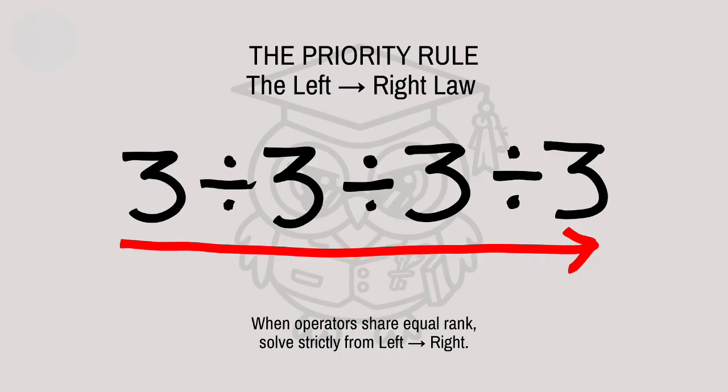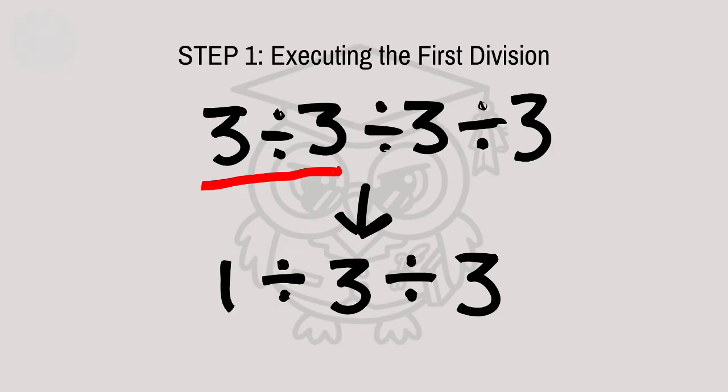When the operators share equal priority, calculate strictly from left to right, starting with the first pair on the far left. Perform the division on the far left. 3 ÷ 3 equals 1. Replace the first block with 1, updating the running expression to 1 ÷ 3 ÷ 3.